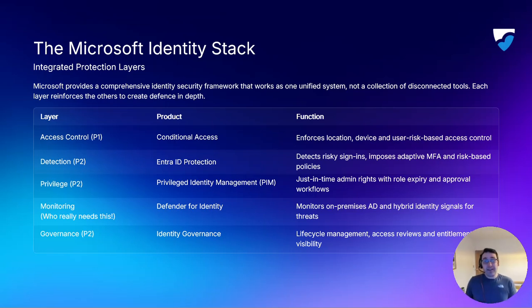Then we look at the identity protection. This is really where we protect the environment and put that information into Microsoft Defender, and that sits with detection. So we have some levels of detection with Plan 1. I've put Plan 2 in here specifically because we're talking about detecting risky sign-ins, imposing adaptive MFA and risk-based policies. Utilizing Entra ID Plan 2 gives us that ITDR coverage.